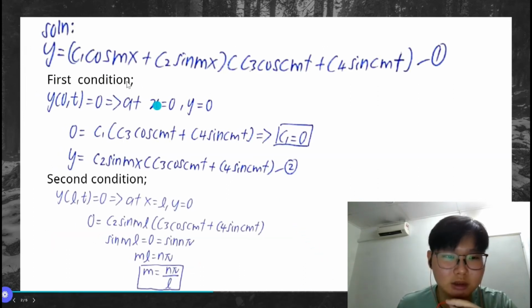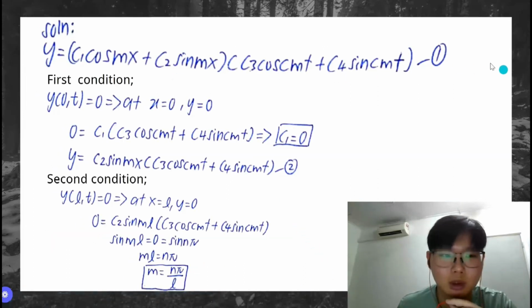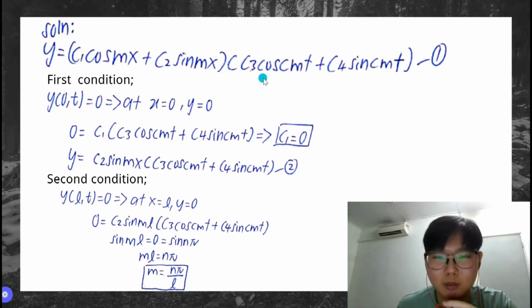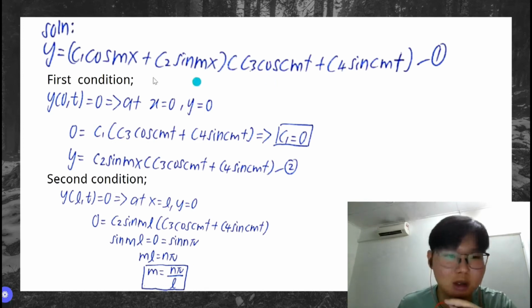And after this is our general solution: y equals (C1 cos ms plus C2 sin ms) multiplied with (C3 cos cmt plus C4 sin cmt). So now we use the first condition to solve this equation first. When s equals 0, y will be equal to 0.